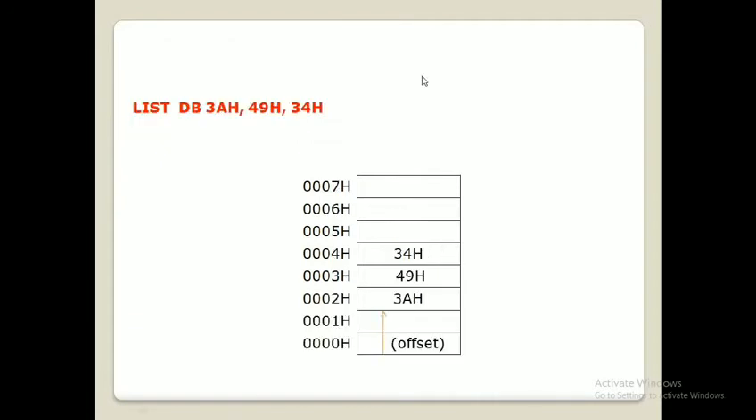Let us move to the next example. We can also define an array using this directive. For example, list db 3ah, 49h, 34h. This instruction will direct the assembler to store 3 consecutive memory locations of size 1 byte each. This will also be assigned automatically by the assembler. Here we can see, starting from 3ah, the next is 49h and the next one is 34h. And similarly, the offset address of the starting byte of the array will be stored in the variable list.